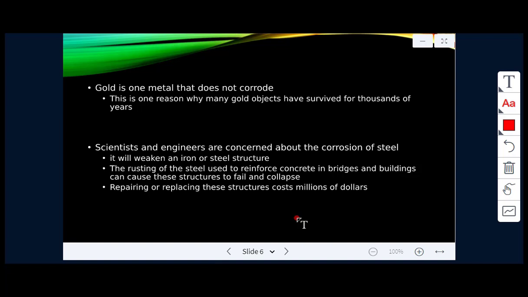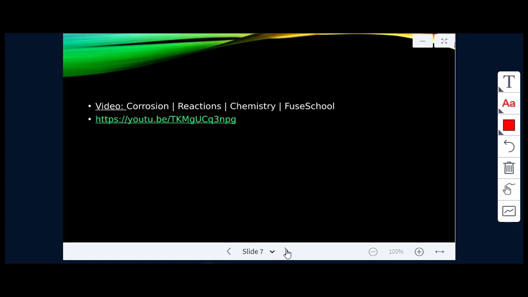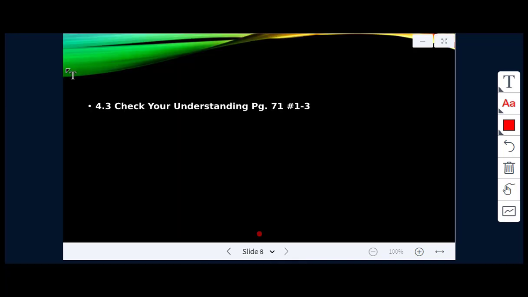For example, steel is used to reinforce concrete in bridges and buildings, and rusting of it can cause these structures to fail and collapse. Repairing or replacing these structures costs millions of dollars. So we're just going to pause here and watch a quick video on corrosion.